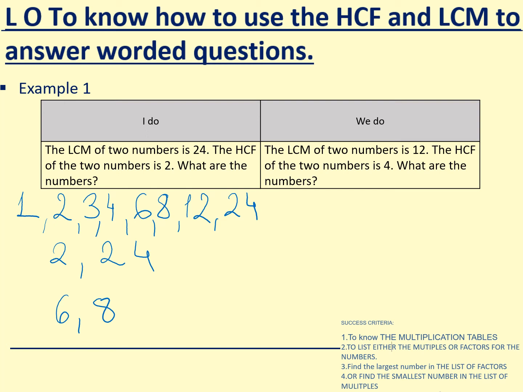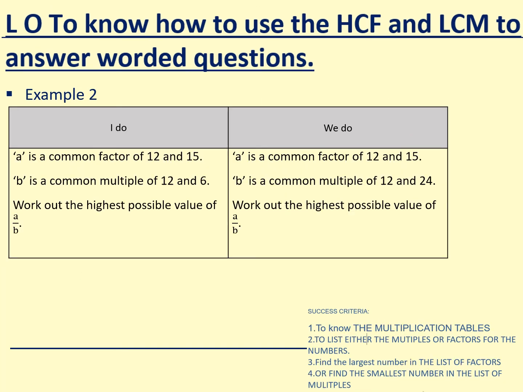Okay, so now pause this video and have a go at this one. So again, factors of 12 are 1, 2, 3, 4, 6, and 12. And now pick numbers, two numbers, which share only a factor of 4. So it will be 4 and 12. If that's what you have, well done. And let's have a look at example 2.